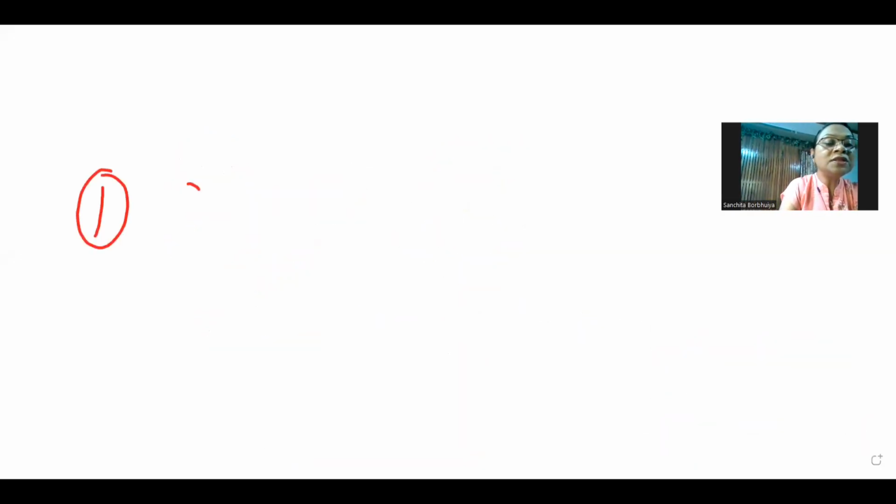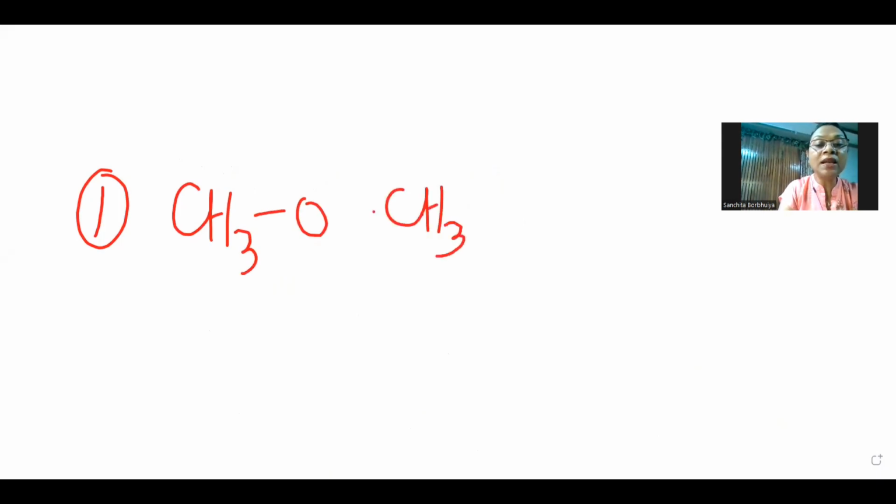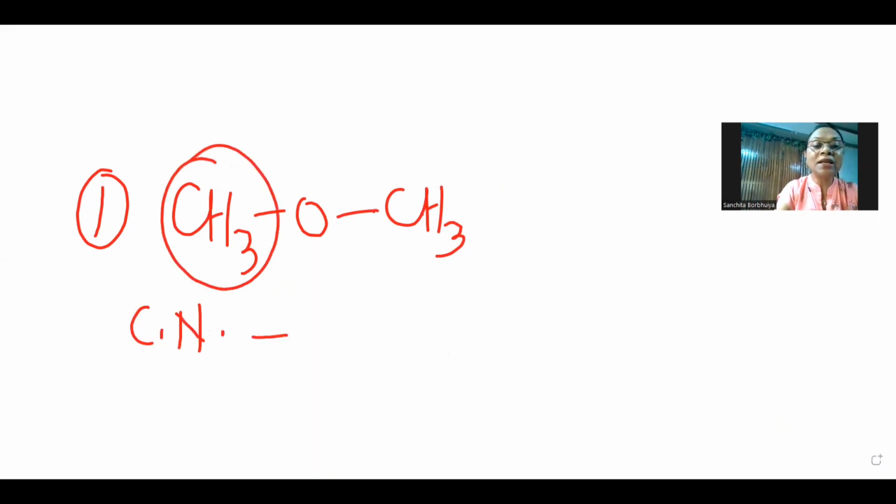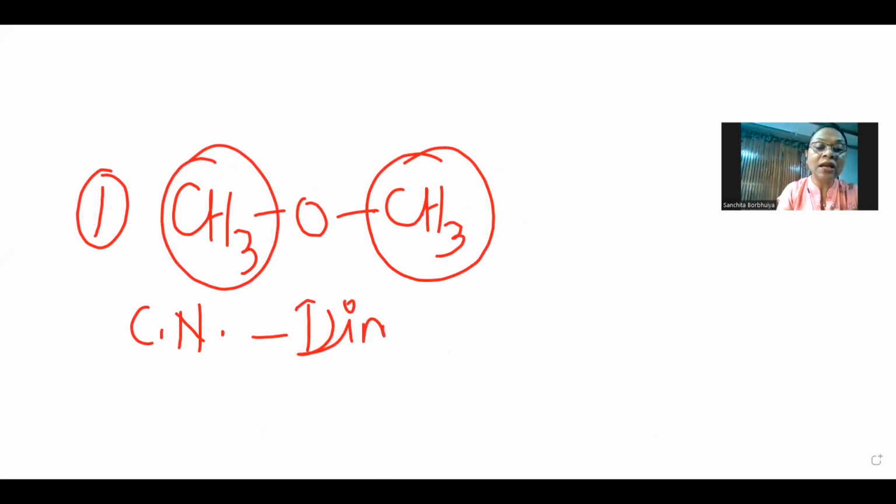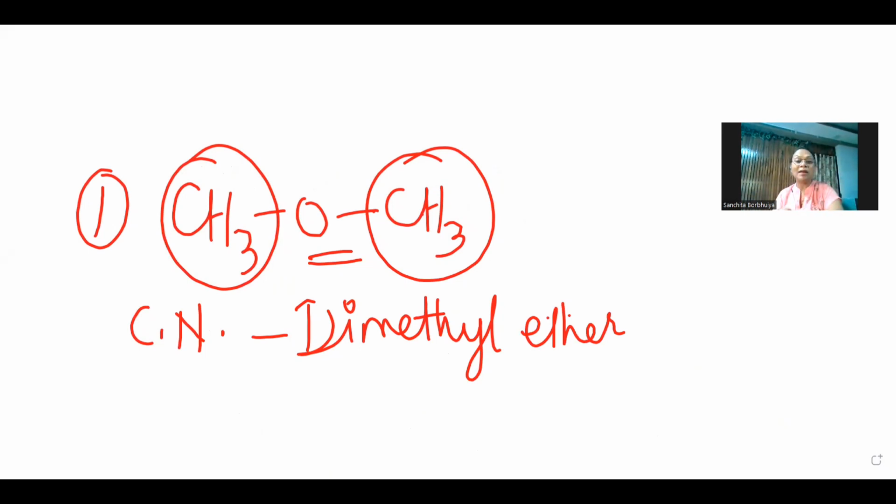The first ether, which is CH3OCH3, has a common name as well as an IUPAC name. The common name, how is it given? The alkyl groups which are attached to the oxygen are named. So I have a methyl in this case. So this is dimethyl. And then the oxygen in between the carbons gets the name ether. So this is dimethyl ether.